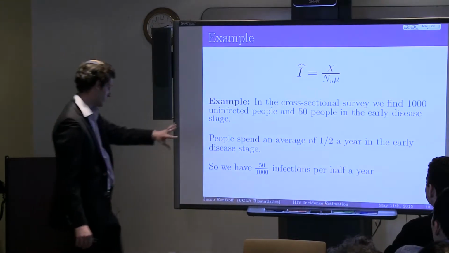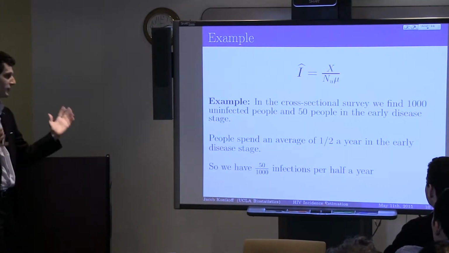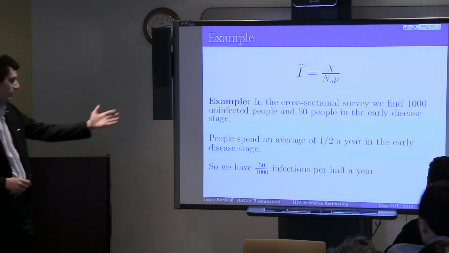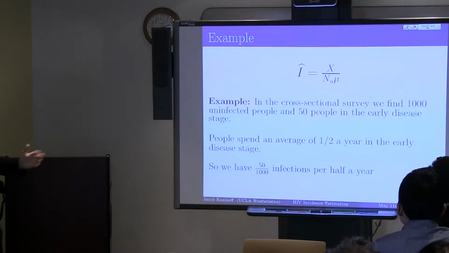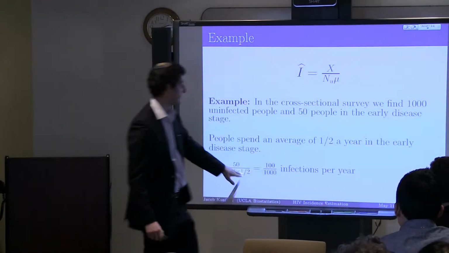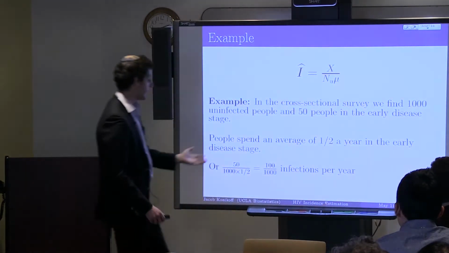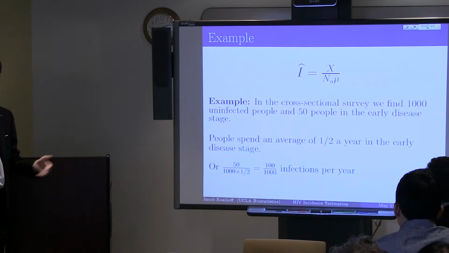And for this example, just to make it easy math, people spend half a year in the early disease stage. So then you'd say, OK, we have about 50 divided by 1,000 infections per half a year. Mu is giving you that sense of time. If you divide by the 1/2, this 1/2 is playing the role of the mu there. Then you'd say, oh, I have 100 divided by 1,000 infections per year, which is our unit here, right?